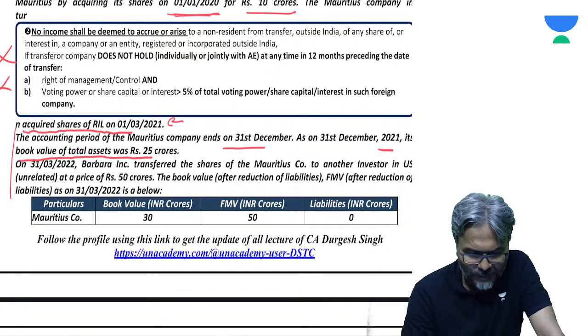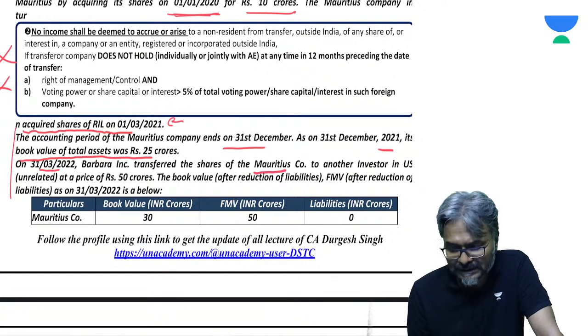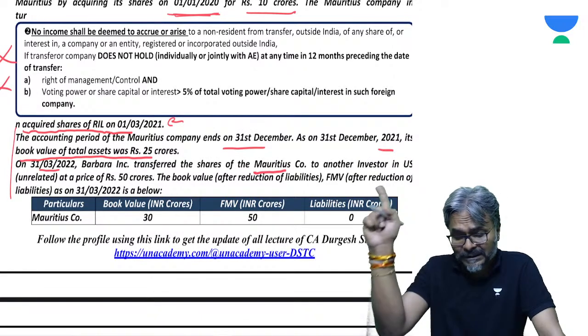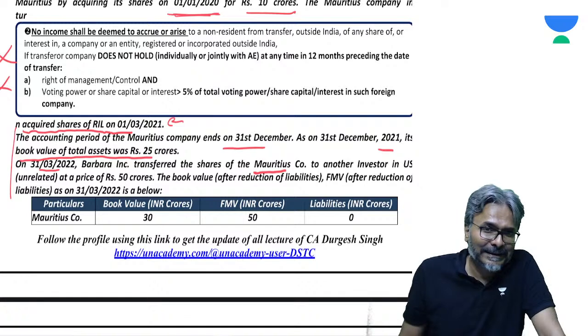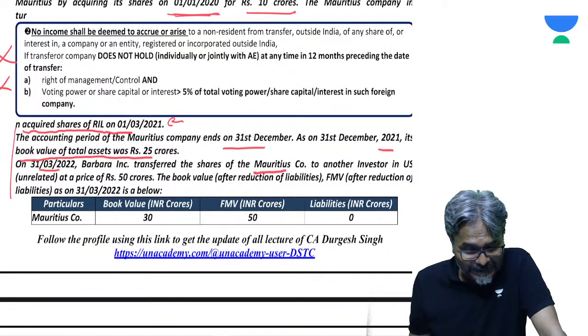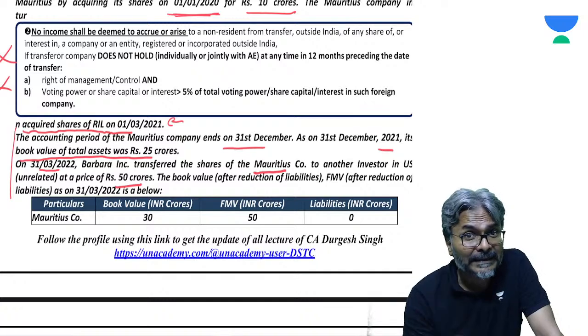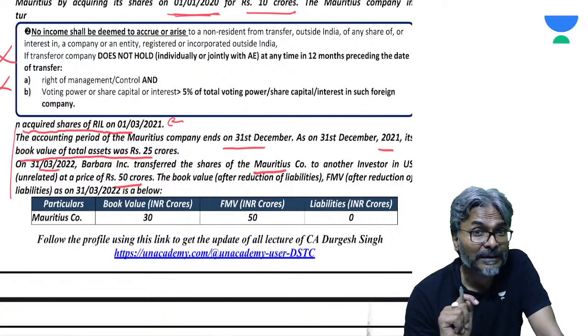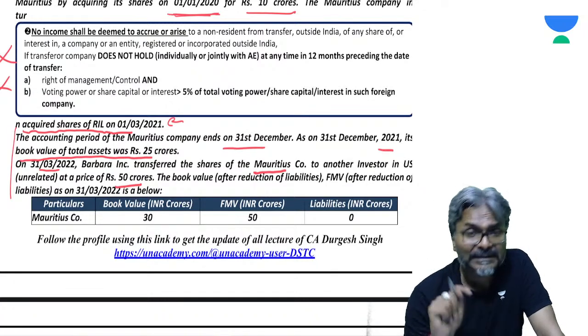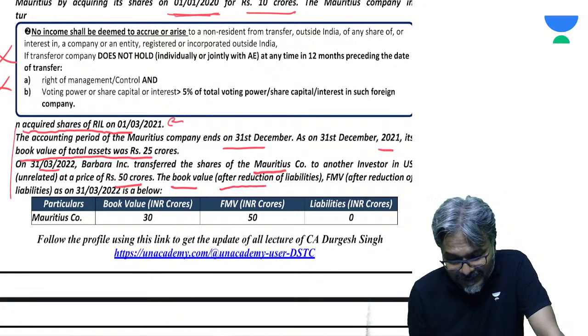Next paragraph, on 31st of March 2022, Barbara Inc. transferred the shares of the Mauritius company to another investor. Where? In US. And what is the selling price? 50 crores. So now the question of capital gains will come in the hands of that US investor, which is Barbara Inc., isn't it?